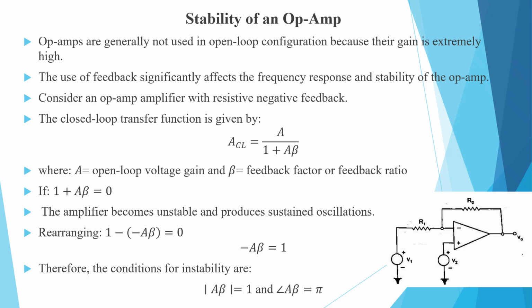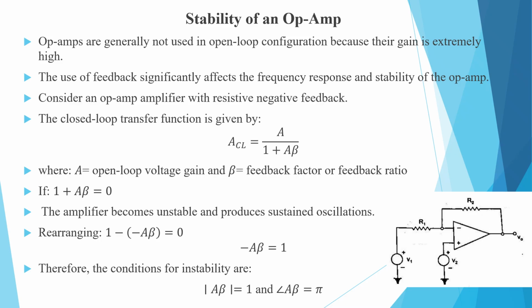The closed loop gain of the amplifier is expressed as ACL equal to A by (1 plus A beta), where A is the open loop gain, beta is the feedback factor. For stable operation, the denominator 1 plus A beta should never become 0. If 1 plus A beta equal to 0, the closed loop gain theoretically becomes infinite, causing continuous oscillations. This condition is known as instability condition or oscillation condition. Rearranging the equation gives minus A beta equal to 1.